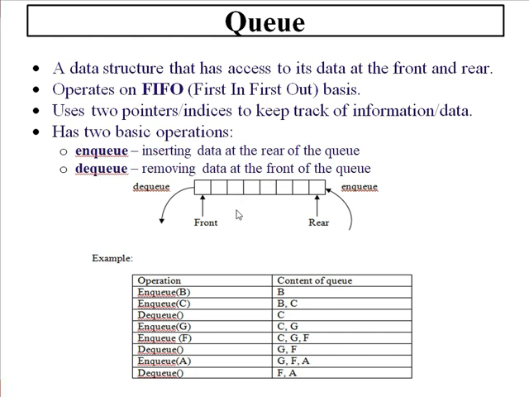The two operations performed in a regular queue are applied from opposite sides. That is, the enqueue operation is done only from the rear side, and the removal of an item, that is, the dequeue operation, is performed from the front.